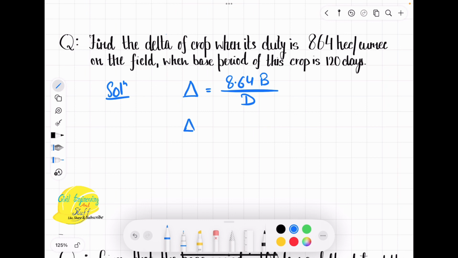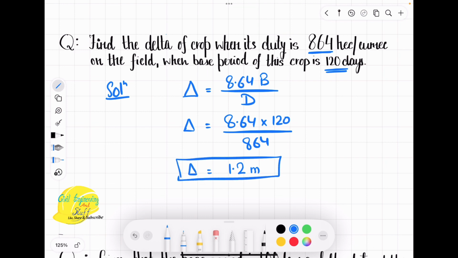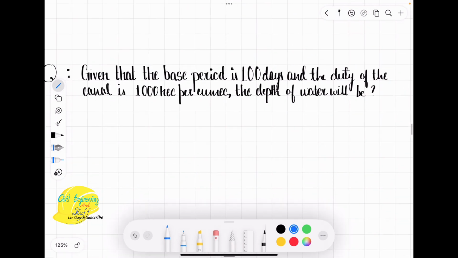So delta will be 8.64 times the base period value. Base period value is given as 120 days, divided by duty. Duty value is 864 hectare per cumec. So solving it, the value will come out to be 1.2. Unit will be meters. So the delta will come out to be 1.2 meters. This will be the answer. Okay, straightforward question. Moving to the next question.